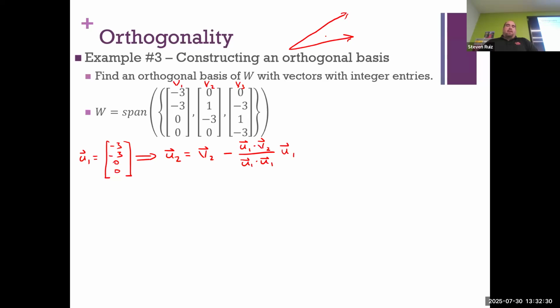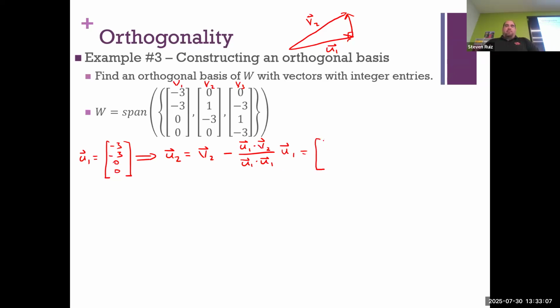So basically what I'm doing here is this. I have a vector u1, and I'm trying to break down vector v2 into two pieces. The part that's parallel to u1 and the part that's perpendicular to u1. So I know exactly what v2 is. It's given to me. I know exactly what u1 is. I defined it based on what v1 was. So if I find this third piece, this difference will give me what I want.